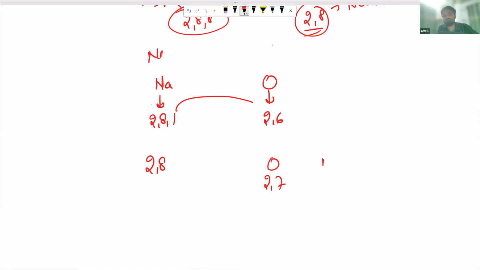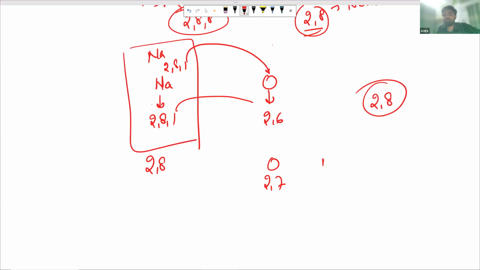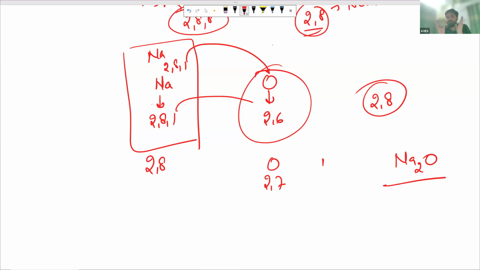So 1 more sodium comes, with 2, 8, 1, and it also donates its electron, forming 2, 8. So 2 sodium atoms are required for 1 oxygen atom to combine. The formula will be Na2O. Understood?